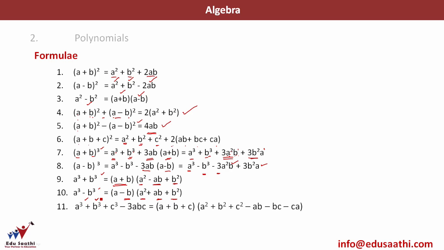a cube plus b cube plus c cube minus 3abc is equal to (a + b + c) into (a square plus b square plus c square minus ab minus bc minus ca). And if a plus b plus c is equal to 0, so that means if this term is 0, the right hand side would be 0. So the left hand side would be a cube plus b cube plus c cube is equal to 3abc. So these are the expressions that we need to remember.